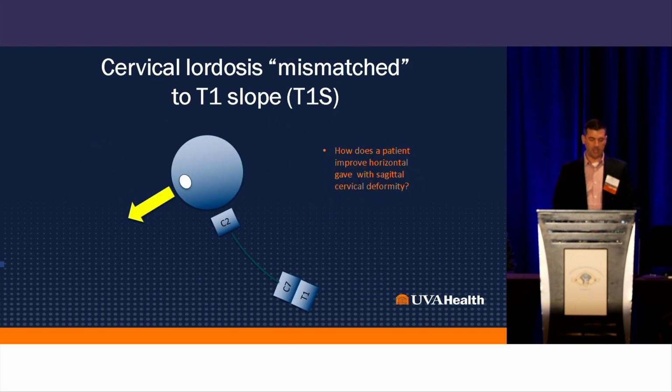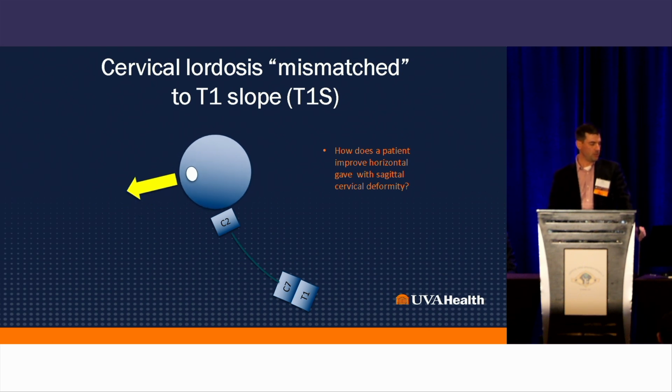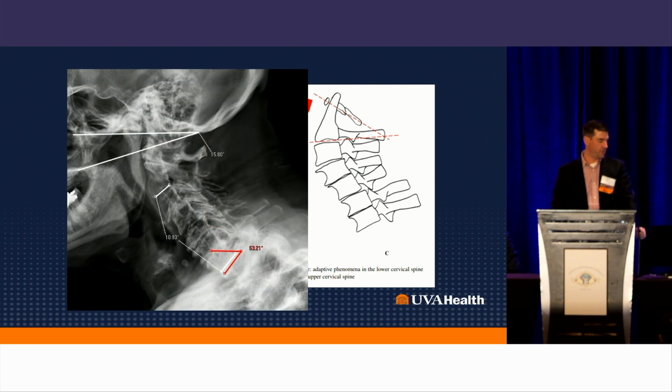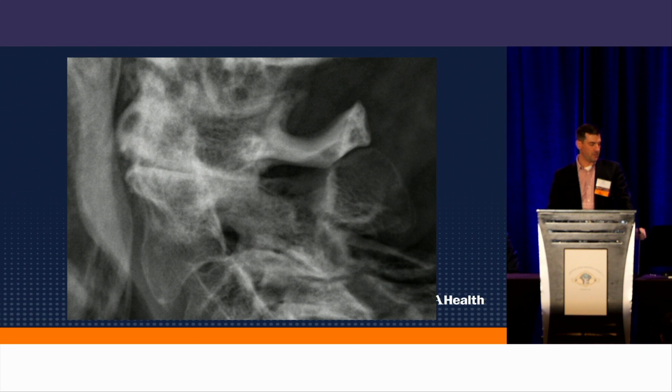So what happens when you have this mismatch and you're staring at the floor? Well, one thing you can do is you can extend through your occipital C2 joint. And you can see this here, and this is that same patient. If we focus down here to the C1-2 joint, you can see there's an erosion, and you often see this with the back ring of C1 rubbing against C2, so he's extending through C1-2 in the occipital-cervical junction.